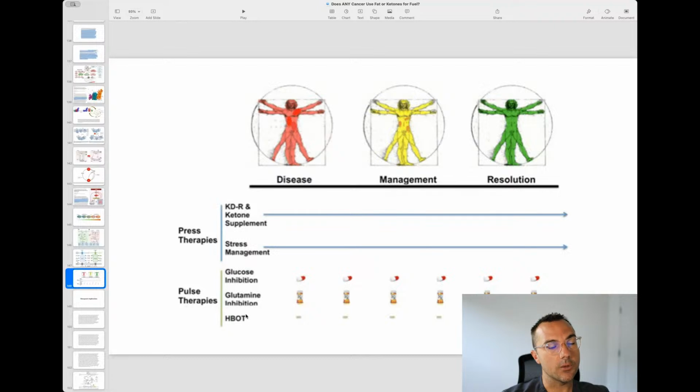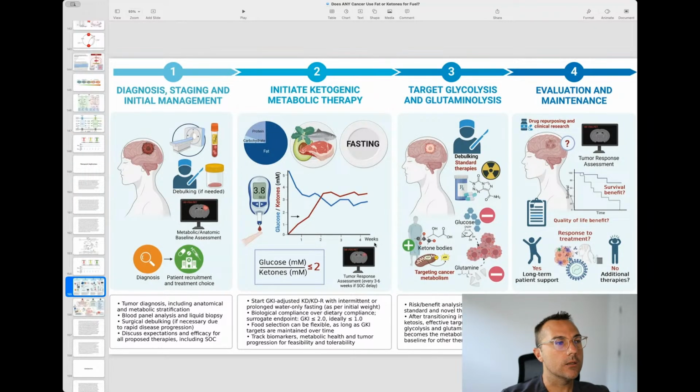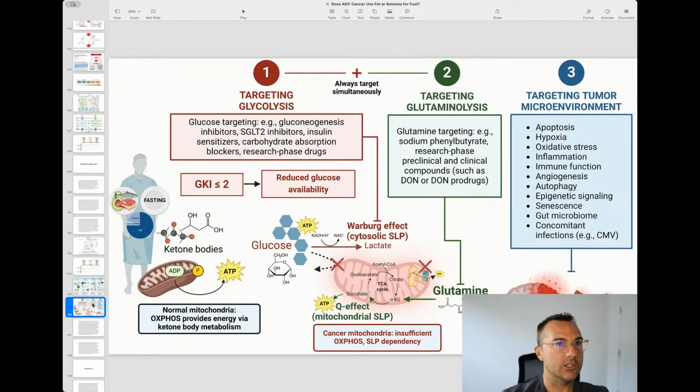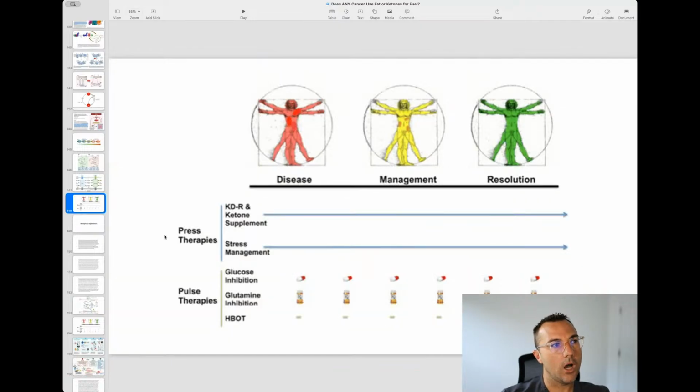But anyway, I pressed him on this because HBOT is present as a pulse therapy in the 2017 paper, and in the 2024 December paper, he has a graphic that looks like this and subsequently like this, and HBOT is not really talked about at all. And I'll let you listen to his answer about why that is, or whether or not it's required.